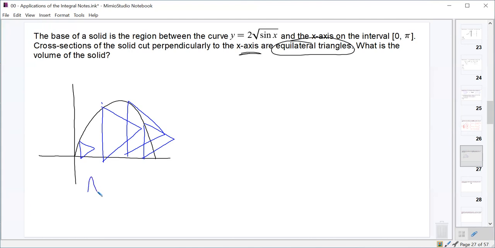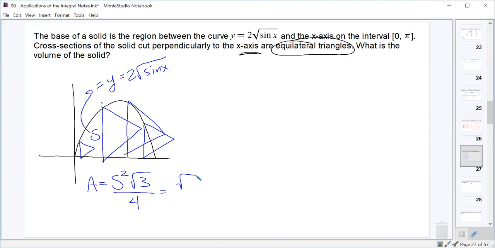You should just know this formula. You can find it really easily using a little bit of right triangle trig with an equilateral triangle. I'm kind of drawing height down the middle of it, but if you just know it, it's s squared root 3 over 4. And we know that s, our side length, is just equal to y, which is 2 root sine x. So effectively, when we put that in here, we end up getting 2 root sine x squared, which is 4 sine x, which will cancel with the 4 in the denominator. So we just have root 3 sine x.